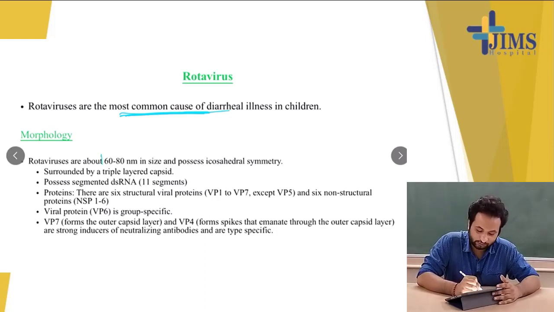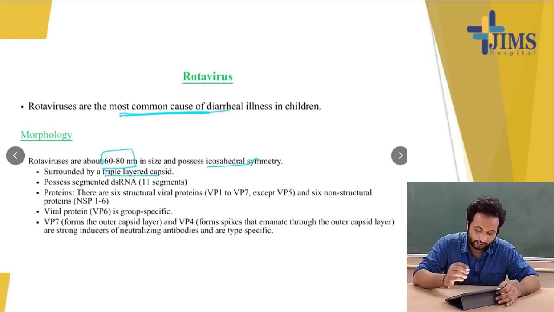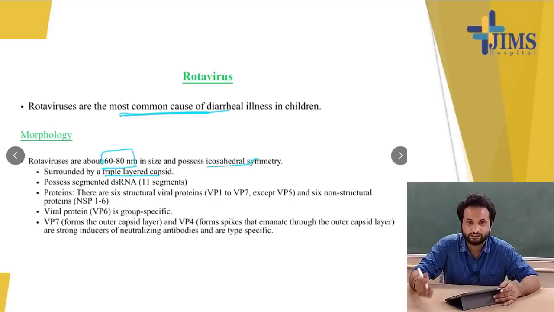First we'll talk about size and symmetry. The size is 60 to 80 nanometers, and they possess icosahedral symmetry. The peculiar feature about this virus is that they have a three-layered capsid, and they possess segmented double-stranded RNA, with 11 segments present. When we talk about proteins, they have 6 structural proteins and 6 non-structural proteins. The structural proteins are VP1 to VP7, except VP5, and the non-structural proteins are NSP1 to 6.